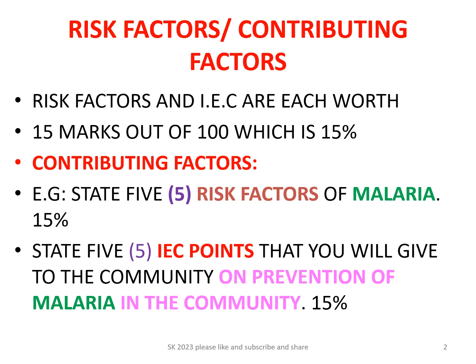Then your part D, in your essay writing out of 100, can ask you to state 5 information, education, communication points, that is IEC points, that you're going to give to the community on prevention of malaria. 15%. So what are you going to say to the community to prevent malaria?